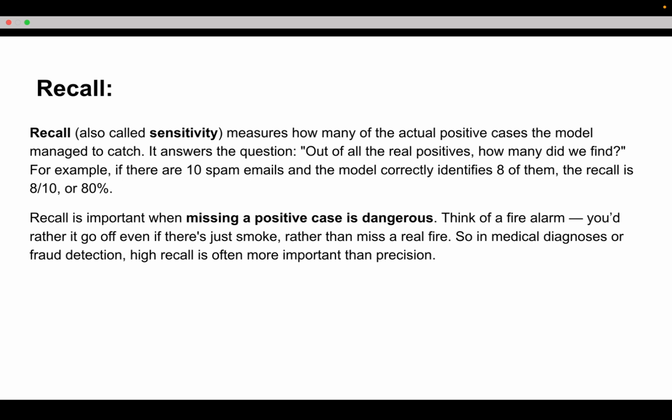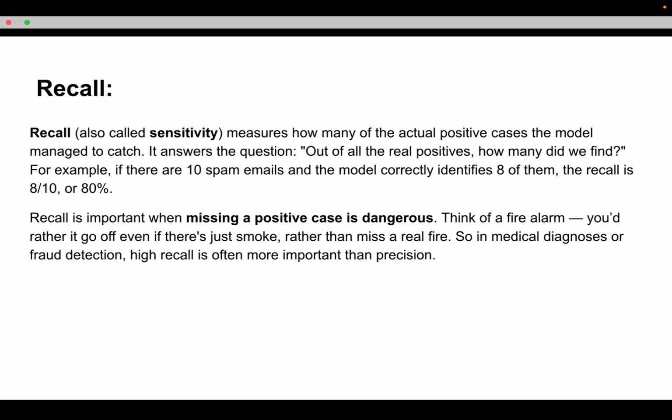Recall, also called sensitivity, measures how many of the actual positive cases the model managed to catch. It answers the question, out of all the real positives, how many did we find? For example, if there are 10 spam emails and the model correctly identifies 8 of them, the recall is 80%, or 8 by 10. The recall is important when missing a positive case is dangerous.